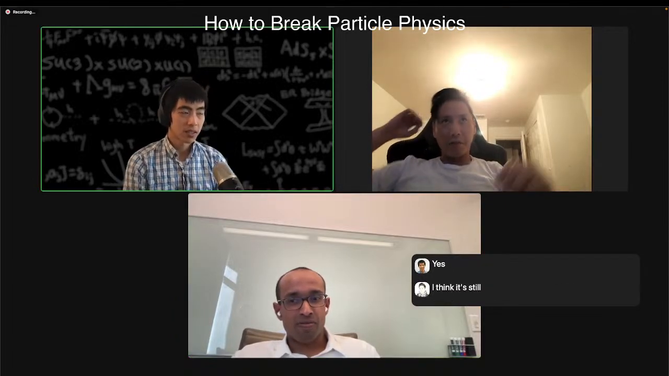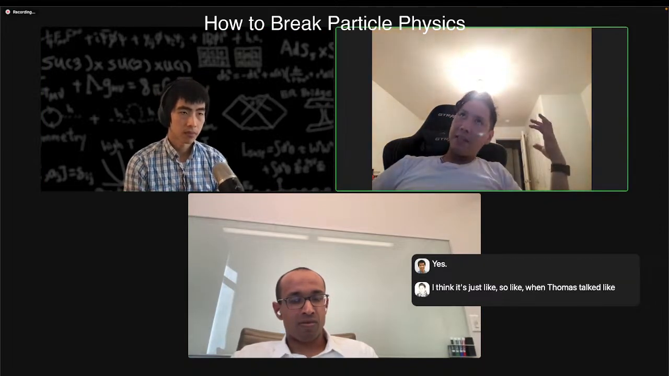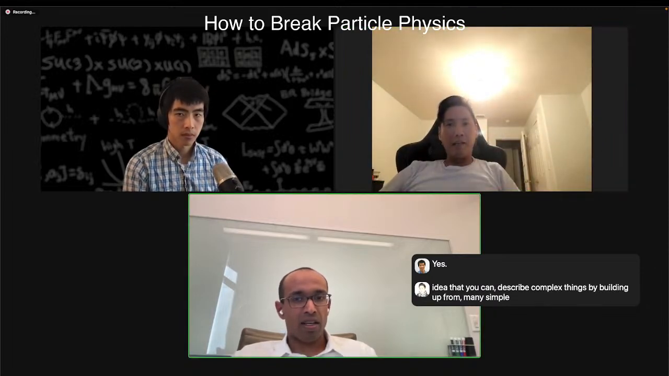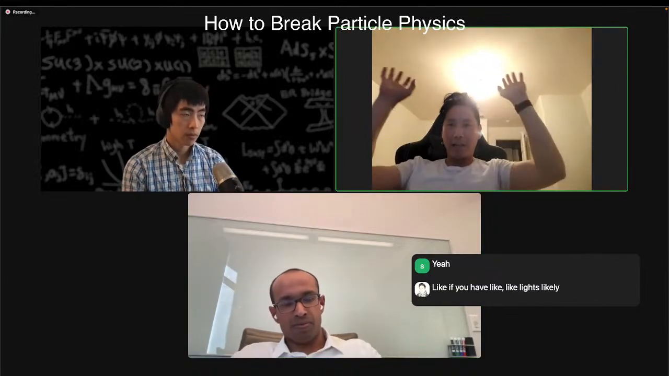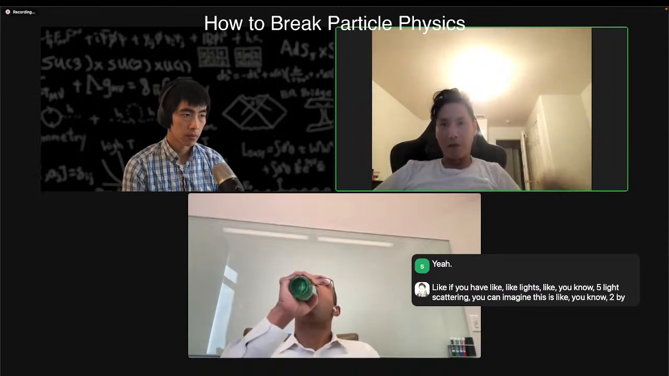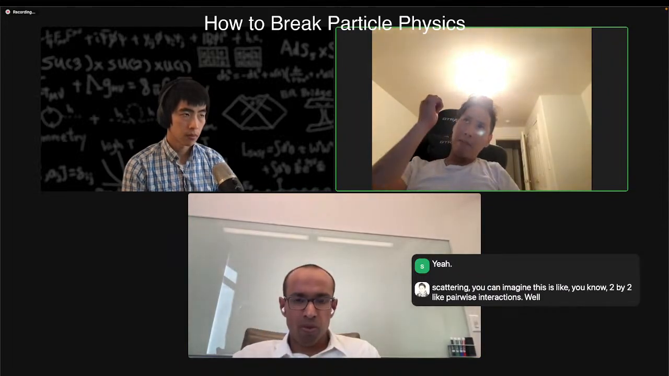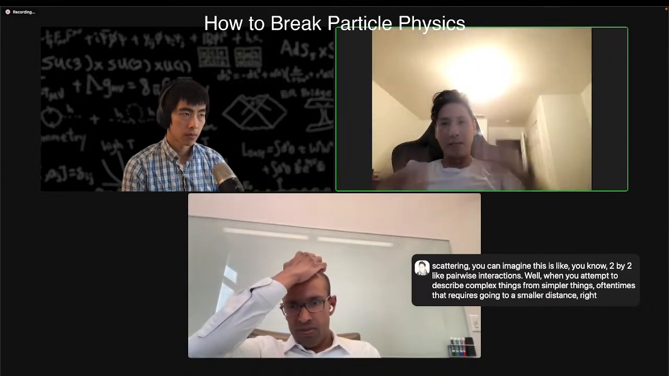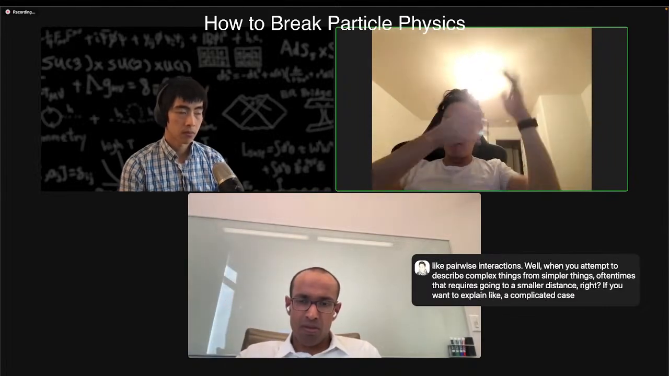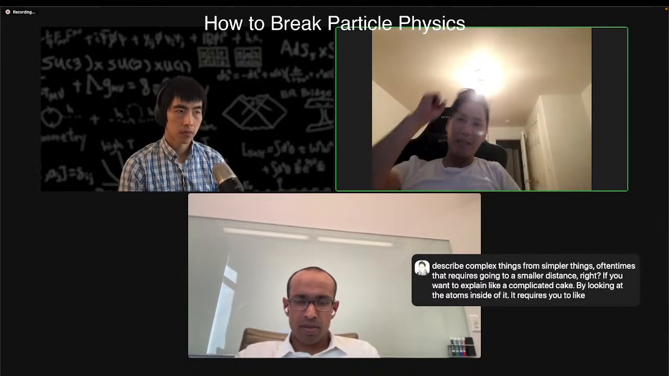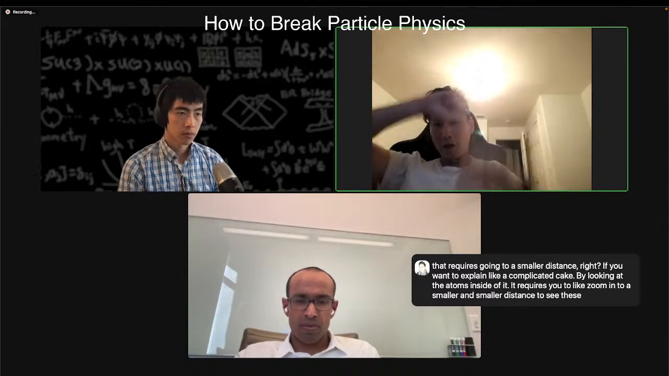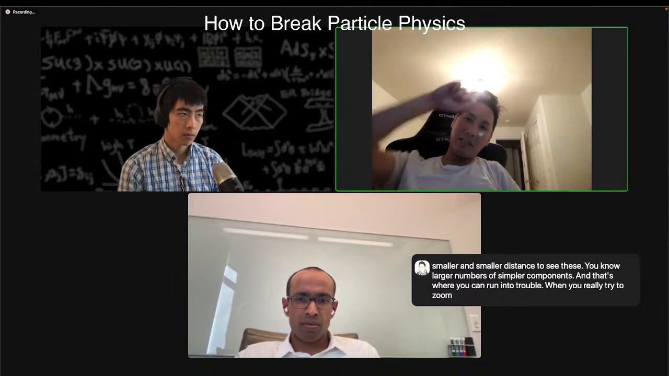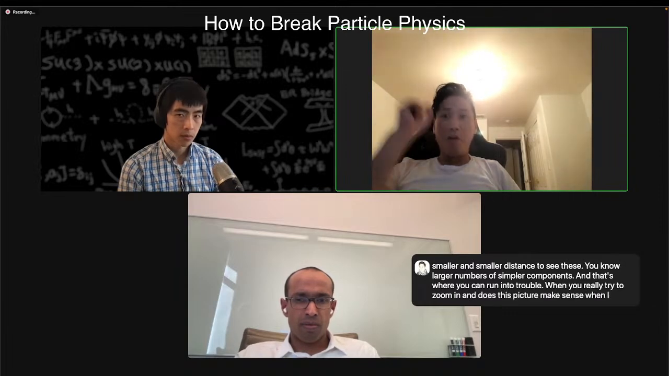Yes. I think this goes back to what Tim was saying, this idea that you can describe complex things by building up from many simple things. Like if you have light scattering, you can imagine this as two-by-two pairwise interactions. Well, when you attempt to describe complex things from simpler things, oftentimes that requires going to a smaller distance, right? If you want to explain a complicated cake by looking at the atoms inside of it, it requires you to zoom in to a smaller and smaller distance to see these larger numbers of simpler components. And that's where you can run into trouble: does this picture make sense when I zoom in all the way?